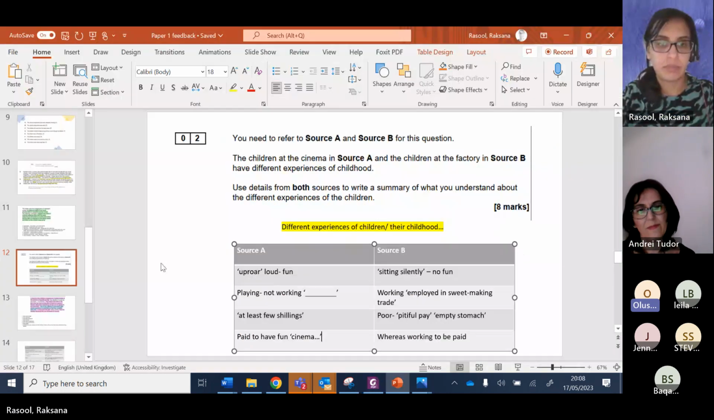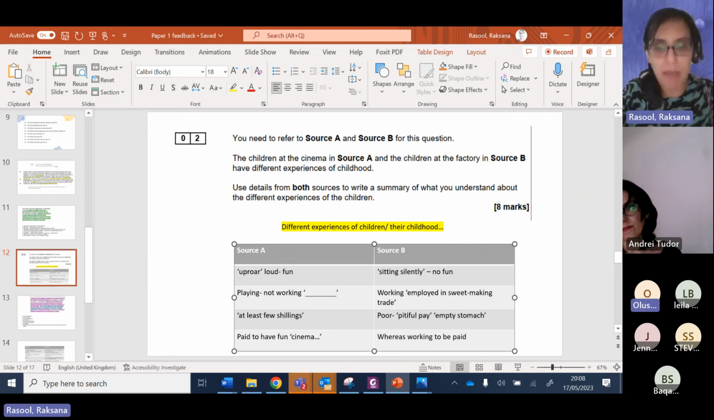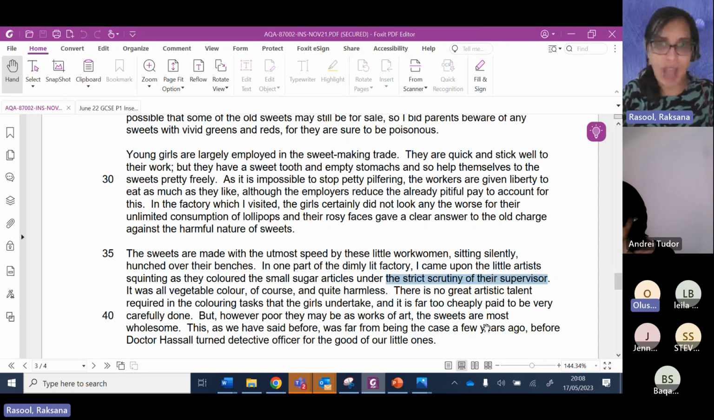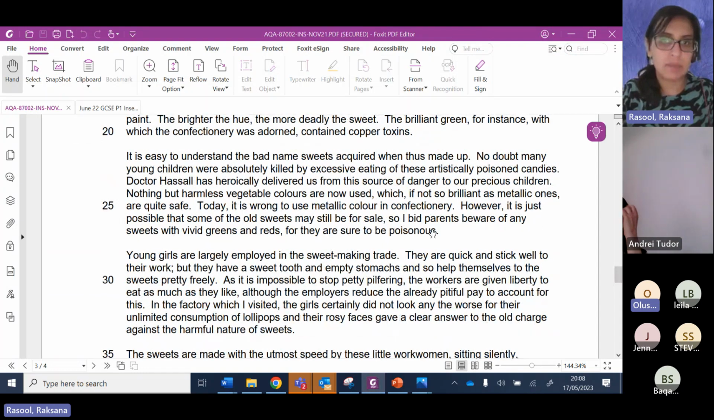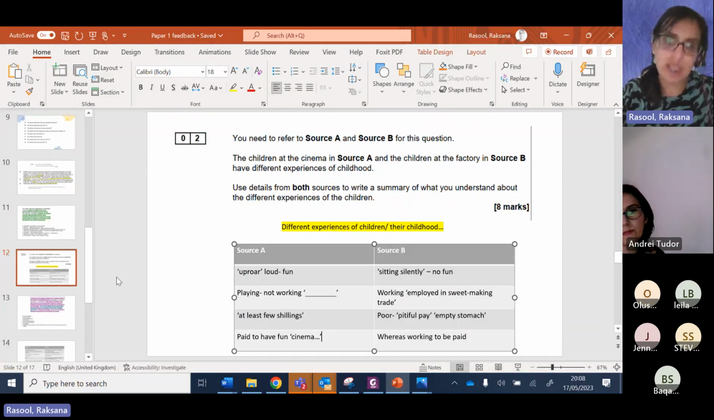I think I have one more. I'm not sure if it's going to fit in. In source A, the sweet they were wearing poisonous, but in source B, it was poisonous to the extent that it was affecting children. No, because that was in the past. That's not now. Now they are not poisonous. So that wouldn't be one. Yeah, but good. Ask questions like that.